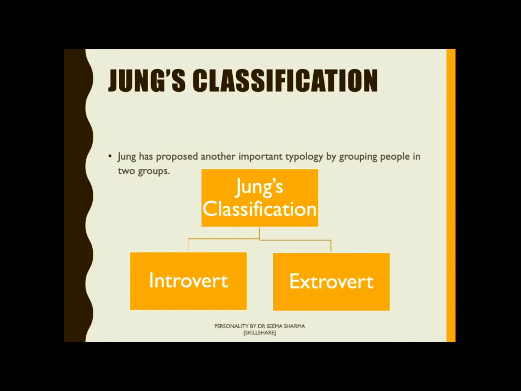Jung's classification. Jung has proposed another important typology of grouping people in two groups. One is introvert and another is extrovert.